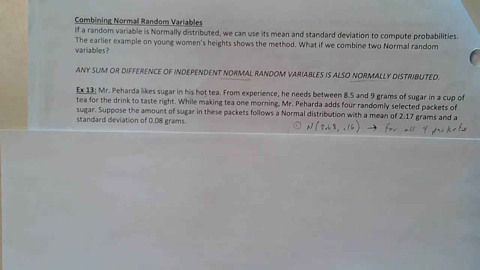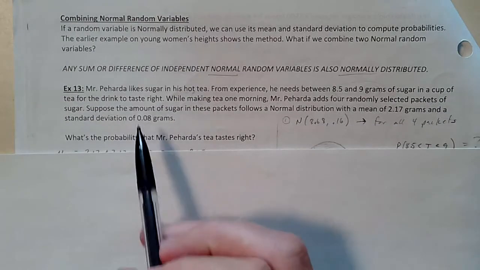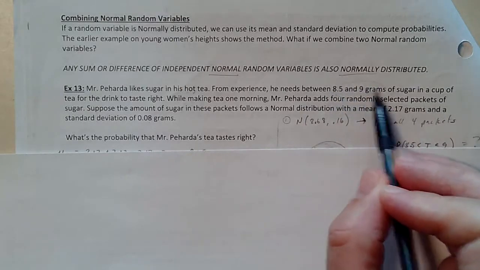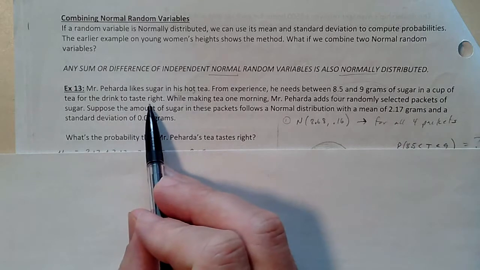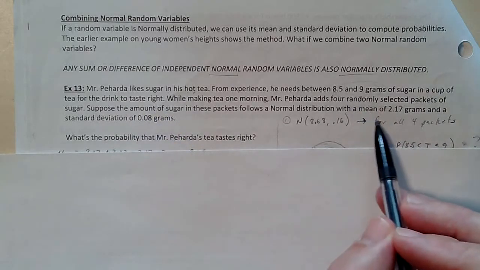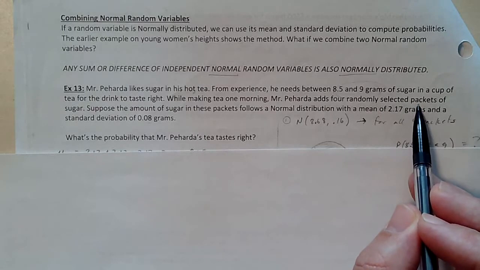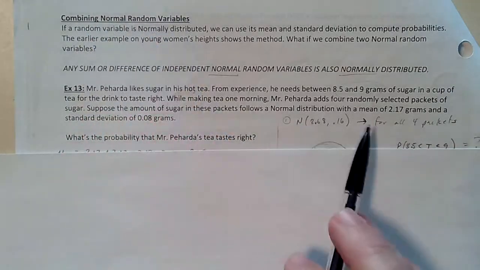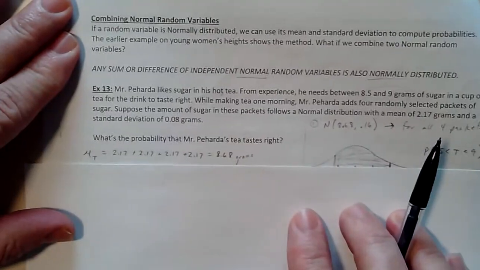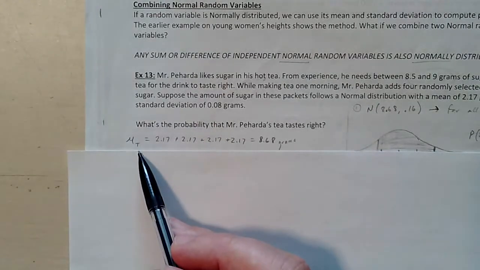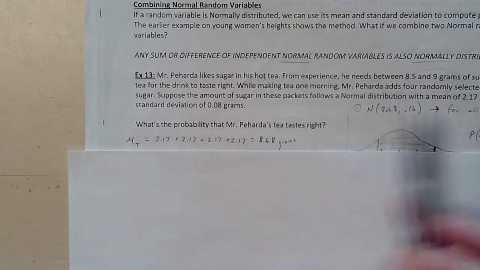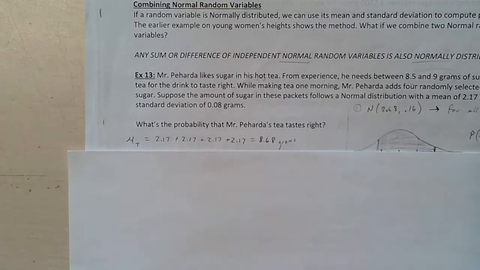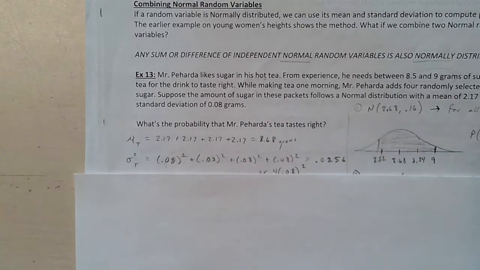Pause to read this. All right, so this gentleman has a target of 8.5 to 9 grams of sugar for him to love his tea. So that's what we're looking for. And what you've got to recognize here is that when you add these packets together, we're combining normal random variables, all 4 of them. So what is going to be the mean total for the weights of the sugar? 2.17. It's happening 4 times. So in short, 4 times that, of course, we get 8.68 grams.